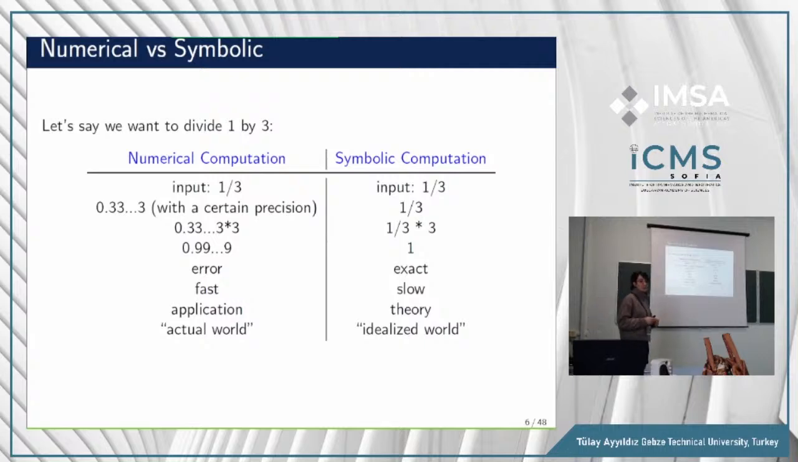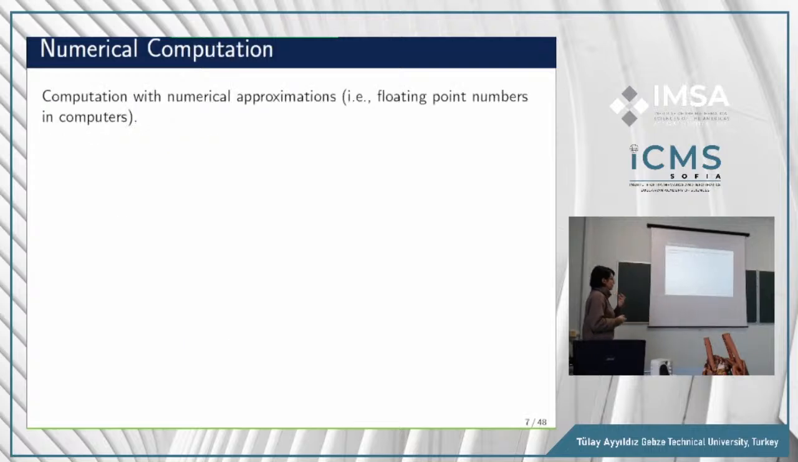But as mathematicians, even pure mathematicians, we need some theory. So in the theory part, when we need computation, the symbolic part would be more useful. Let me talk a little bit about numerical computation and floating point numbers. In numerical computation, we compute with numerical approximations, and for these approximations, we use floating point numbers in computers.